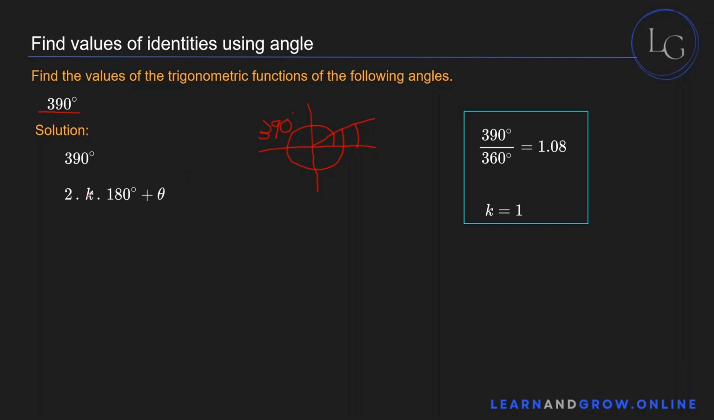So 2k 180 plus theta. k is 1. So 2 into 1 into 180 plus 30 degrees is equal to 390 degrees. Because 2 into 1 into 180 is 360, and 360 plus 30 is 390. So you can use the value of 30 to basically just represent 390, because after one revolution, after a 360 degree turn, it's basically the same thing. So theta is 30 degrees, so sine 390 is equal to sine 30.